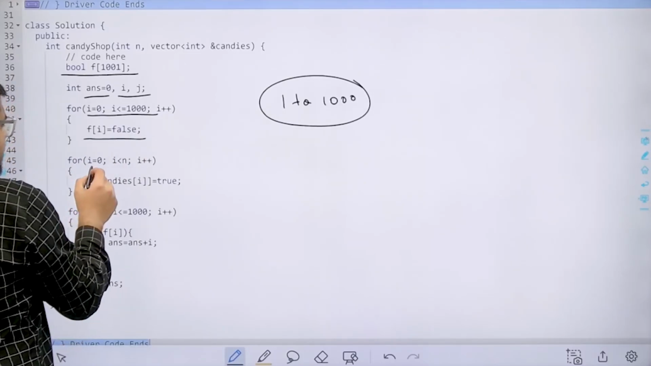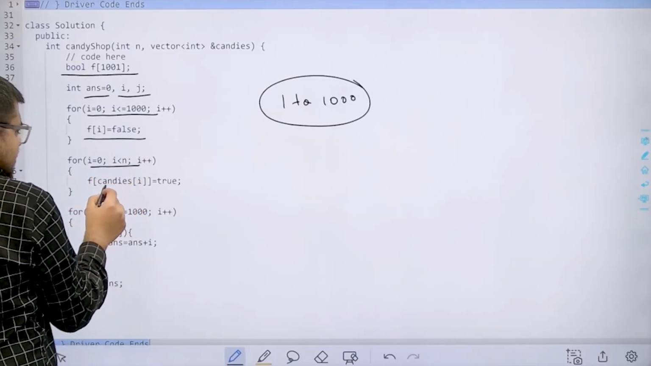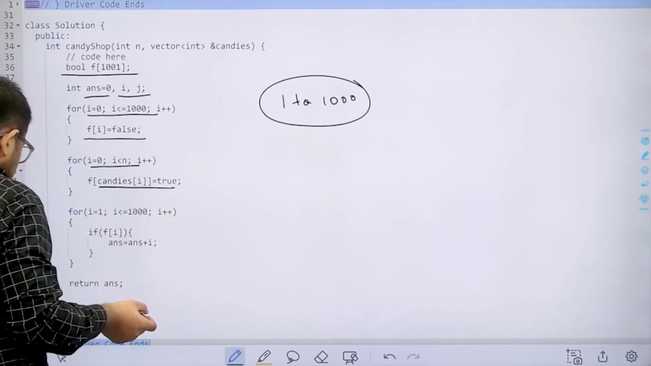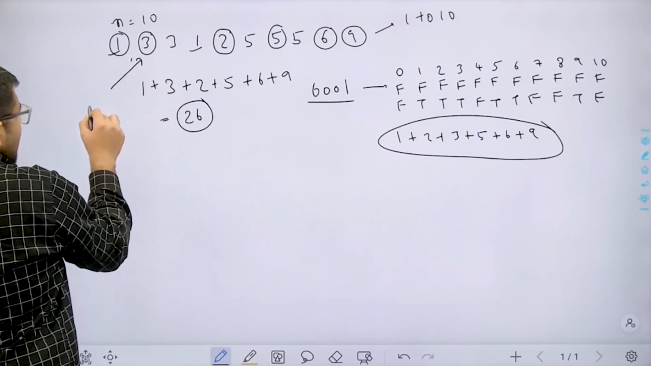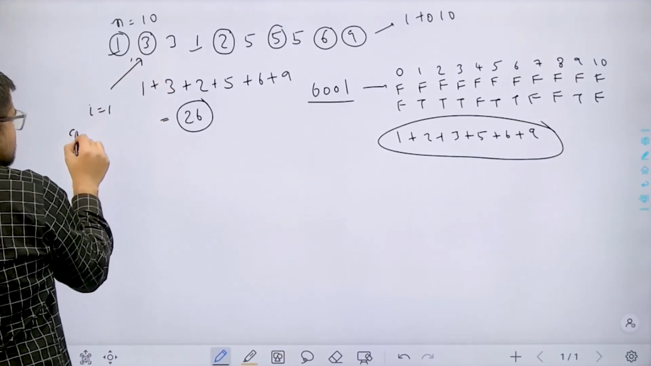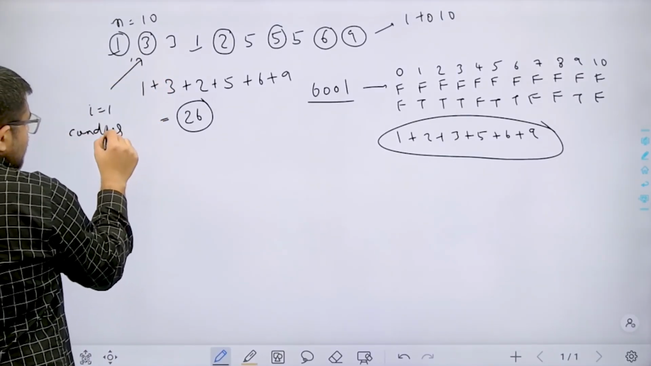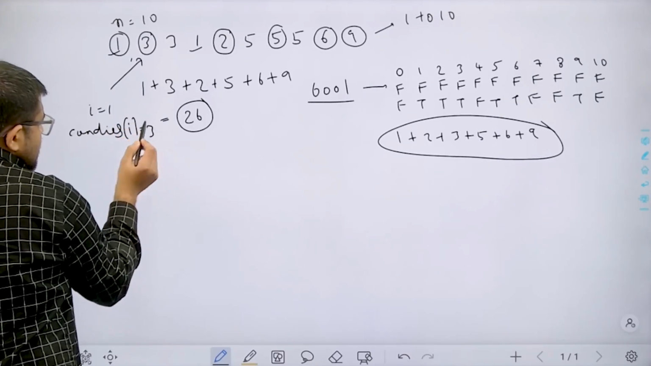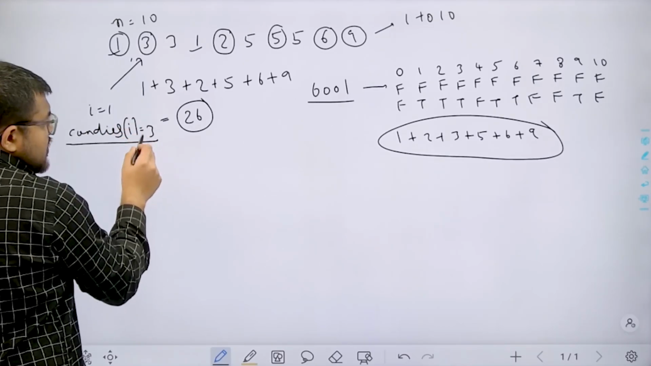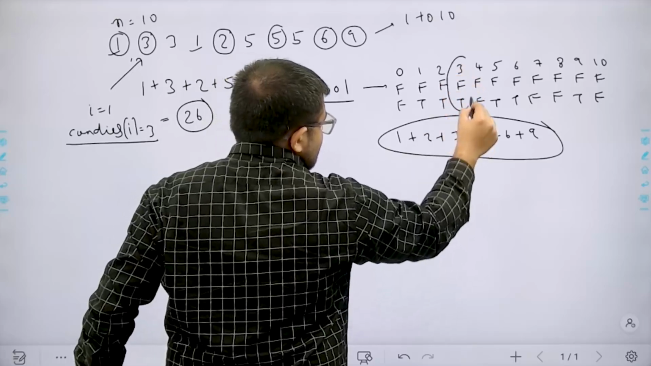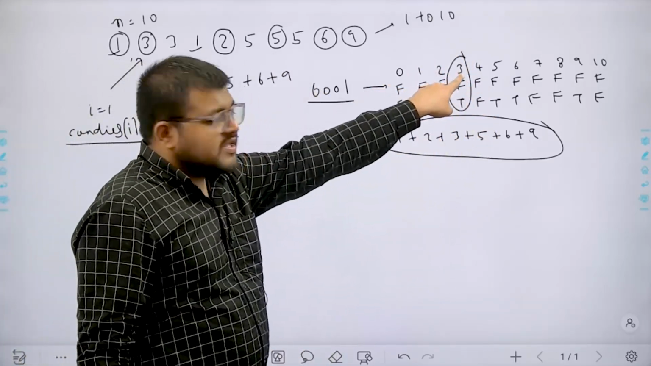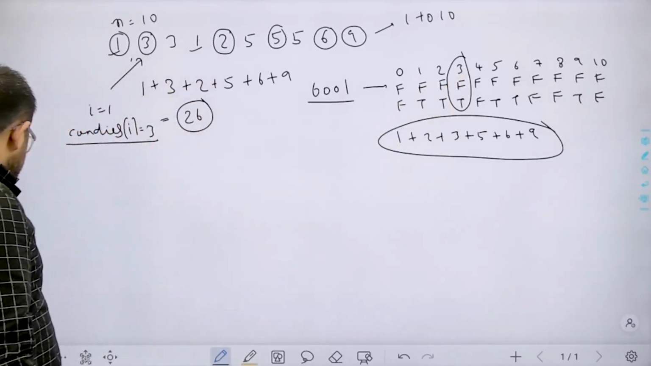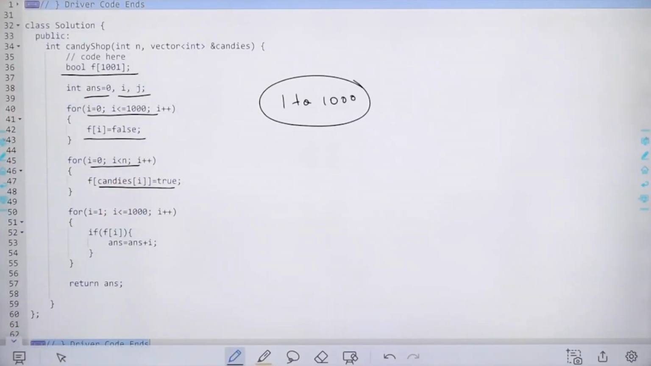Then I will traverse the array and say f of candies of i equals true, like I said here. Candies of i, where i is equal to 1, is 3. So I need to make the element with index 3 true, because the cost associated with the ith candy is 3. So that is what I am doing here: f of candies of i equals true.